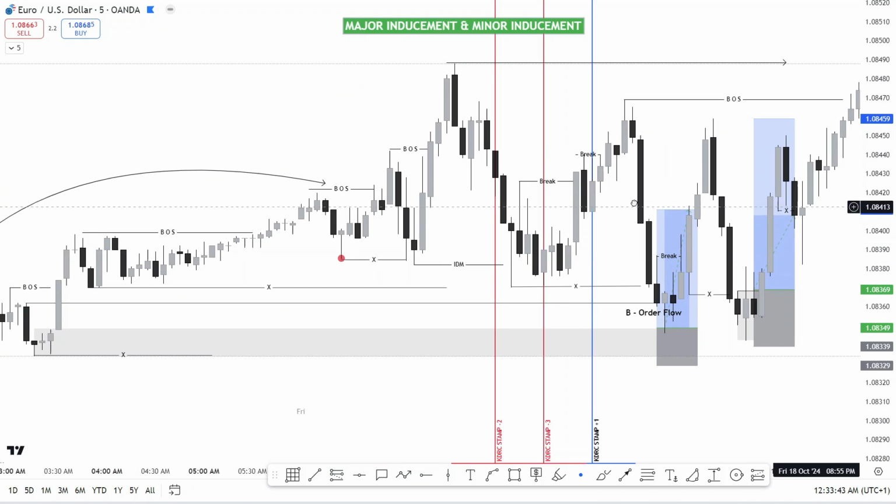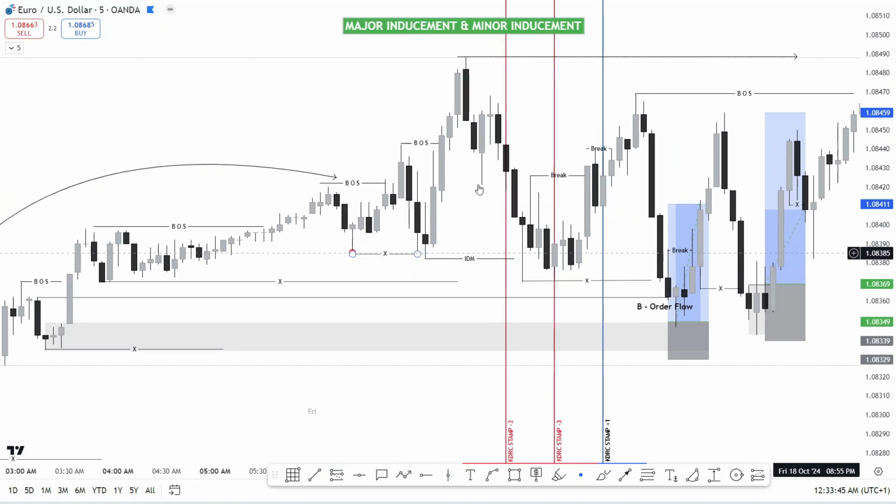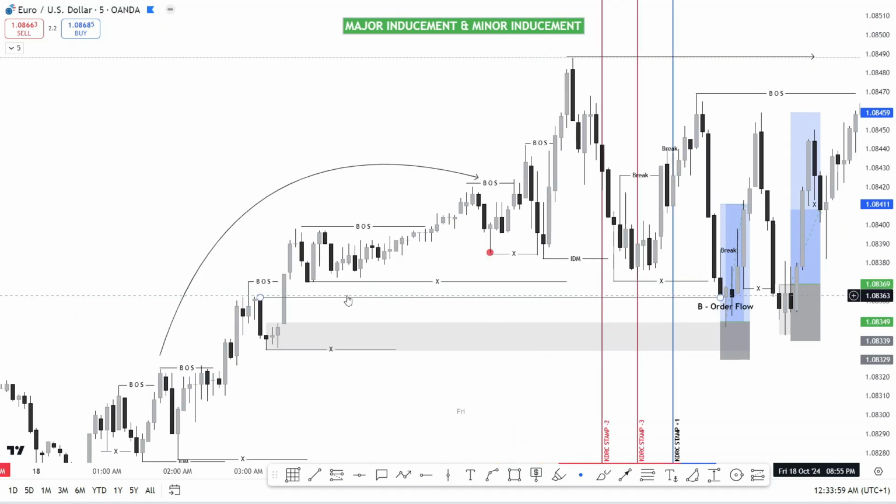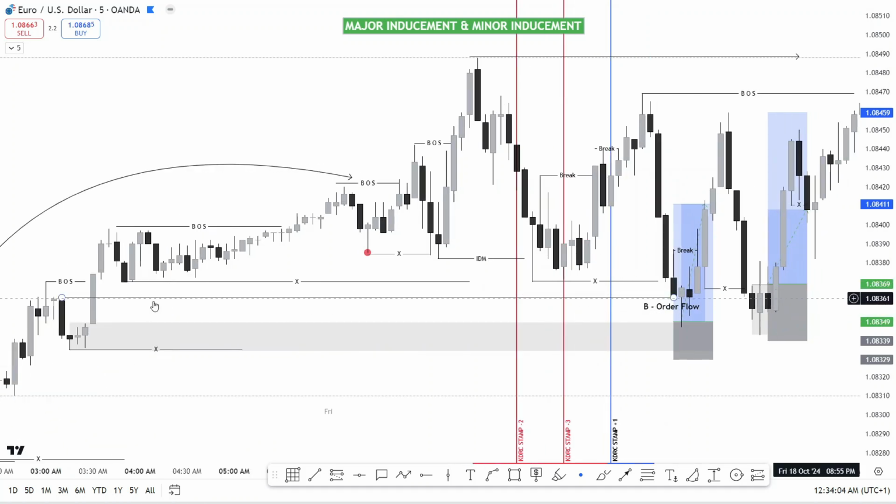So the first thing that I did was to identify my inducement, and as you can see, this was a low identified as my inducement. One of the reasons is because that was the low of my bearish stamp, the bearish KDROC stamp. Now this is where we talk about order flow. This is my bullish order flow. So I expected that price reacts from here to the upside.